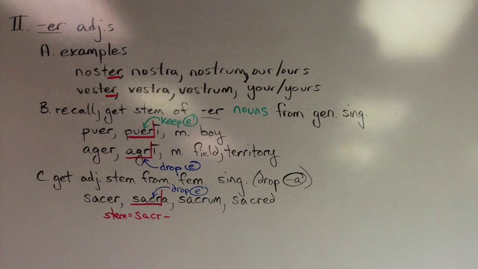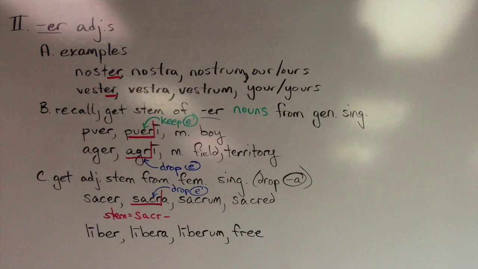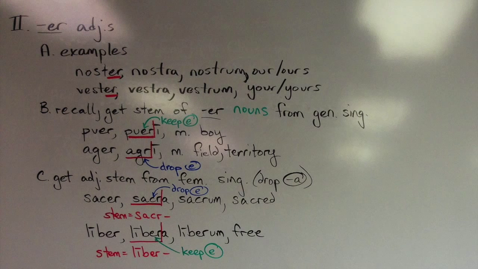Let's try again with the vocab entry, liber, libera, liberum, free. Pause the video and see if you can figure out what the stem of liber is. If you figured it out correctly, you should have seen that the stem would come from libera, the feminine, and that once we drop the A, we would be left simply with the stem liber, L-I-B-E-R. So it would keep the E.